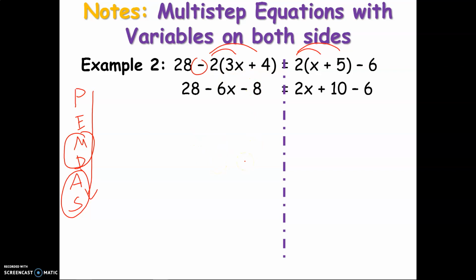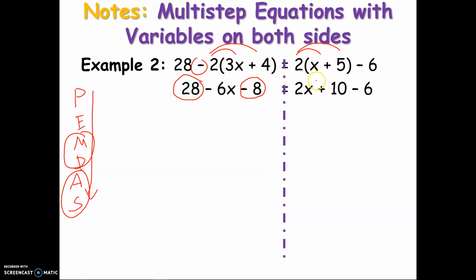First thing we should identify is, are there any like terms on either side of the equation? We notice that on the left we have a 28 and a minus 8. We know these are like terms because neither of them has the variable x. 28 minus 8 is 20. So we know on the left-hand side we have negative 6x and we have a positive 20.